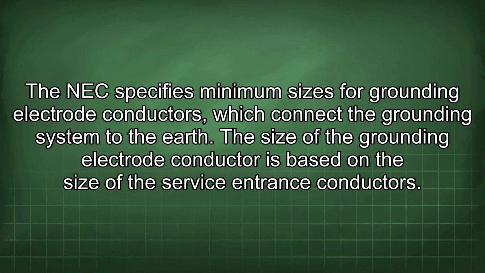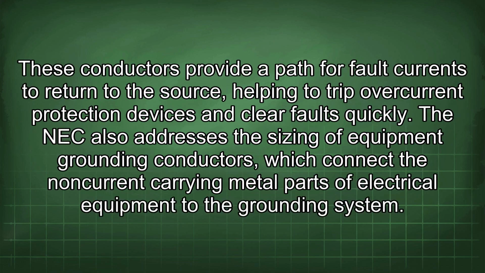The NEC specifies minimum sizes for grounding electrode conductors, which connect the grounding system to the earth. The size of the grounding electrode conductor is based on the size of the service entrance conductors. These conductors provide a path for fault currents to return to the source, helping to trip overcurrent protection devices and clear faults quickly. The NEC also addresses the sizing of equipment grounding conductors, which connect the non-current-carrying metal parts of electrical equipment to the grounding system.